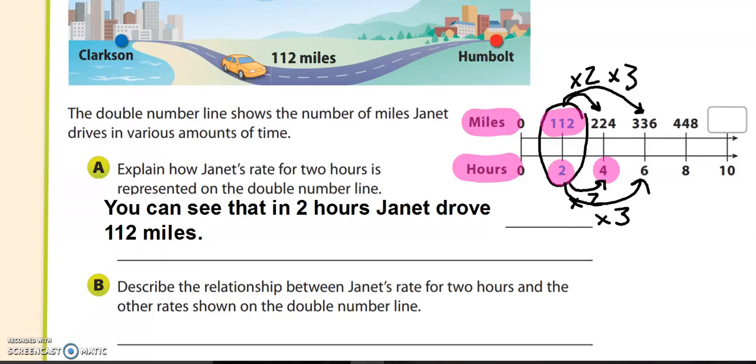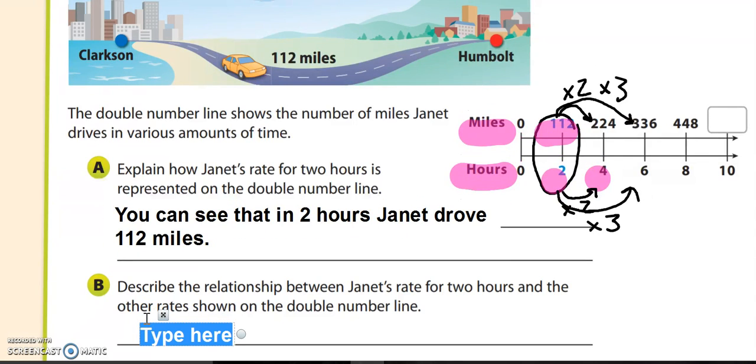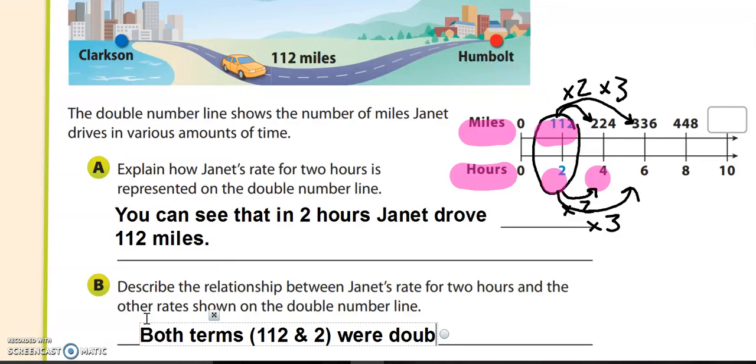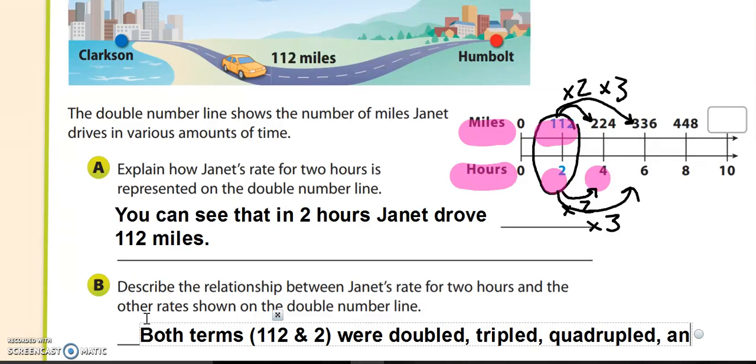And so we'll go ahead and type in an answer for question B. It says, describe the relationship between Janet's rate for 2 hours and the other rates shown on the double number line. Both terms, and I'm going to write what those terms are, 112 and 2, were doubled, tripled, quadrupled, and the last term is called quintupled, but I'll just say multiplied by 5. And technically that top term, the number of miles, wasn't multiplied by 5 yet.